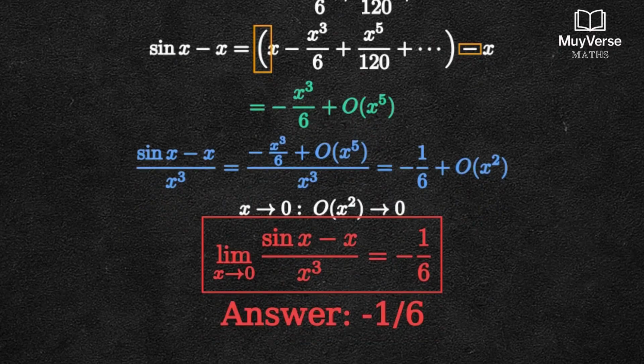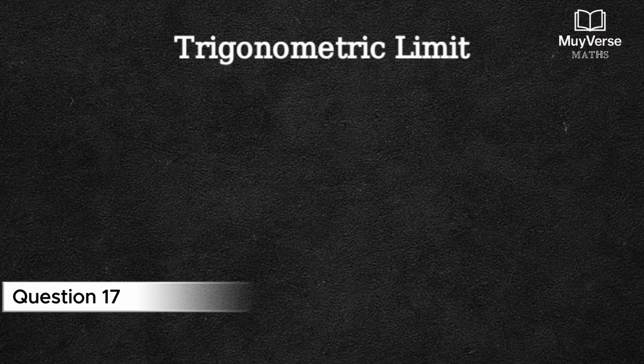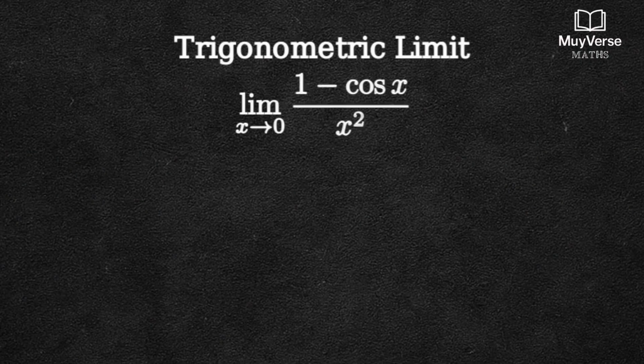L'Hospital's rule shows the mechanics, while the Taylor series gives a fast visual cue by exposing the leading term. Trigonometric limit using a fast visual cue. Evaluate the limit as x approaches 0 of open parenthesis 1 minus cosine x close parenthesis divided by x squared.